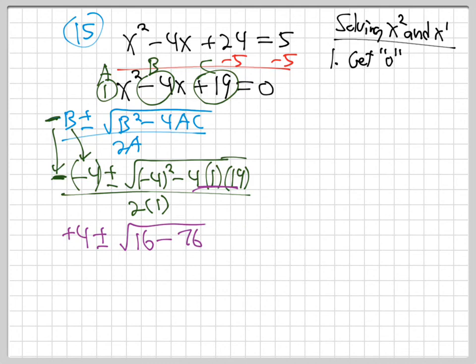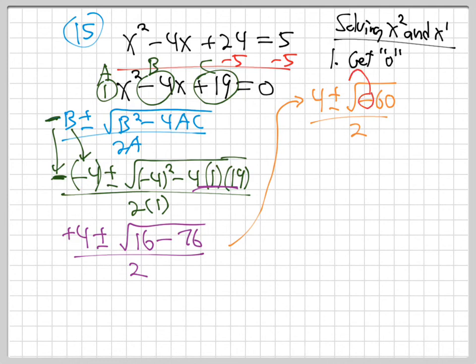76 in there, all over 2. And I'll bring that up here. So then that's 4 plus or minus, and that's -60, right? Now remember what we do with a negative in a root. They always just kick out an i, so that negative just pops out an i right to the front. So we get 4 plus or minus i root 60 over 2.